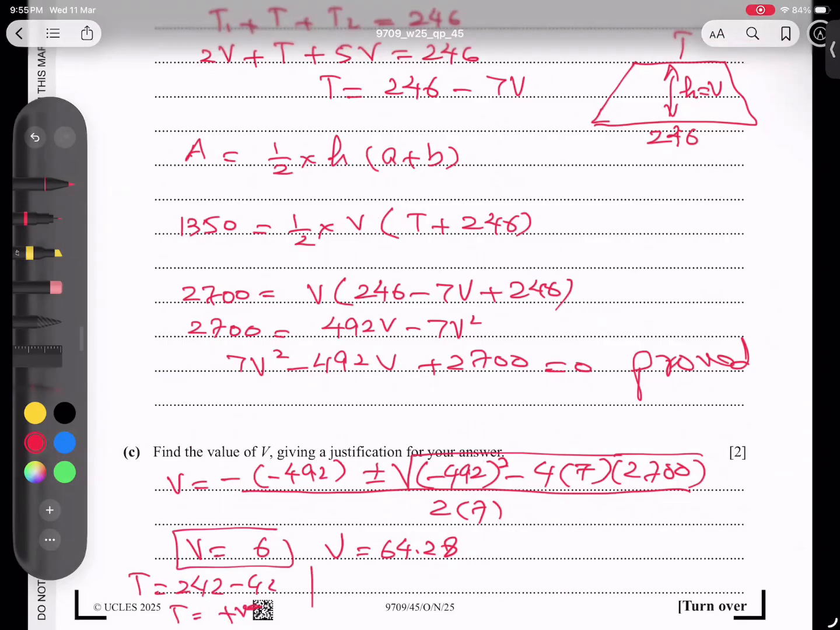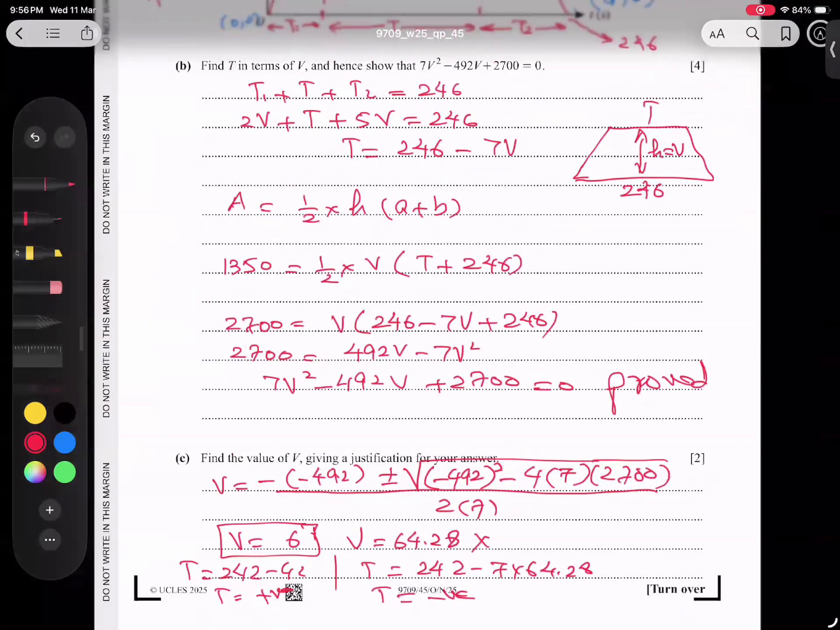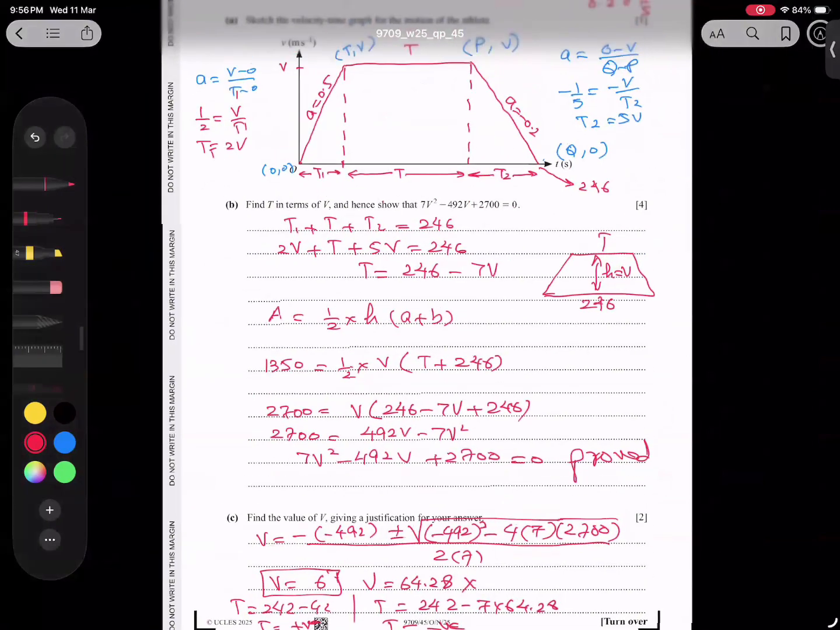But when I plug in this other value there, students, it is giving us negative. So 242 minus 7 times 2, 64.28. Even with 7 times 64.28, I'm getting a negative answer. So this I will ignore, I will not take it. The justification is that this time is coming negative, so I will ignore it. And I hope the concept of the question is completely over.